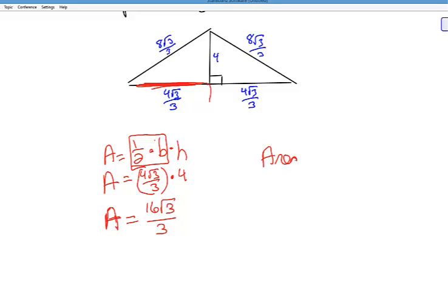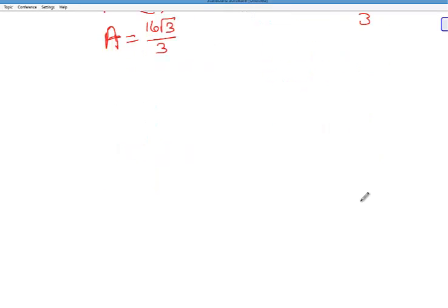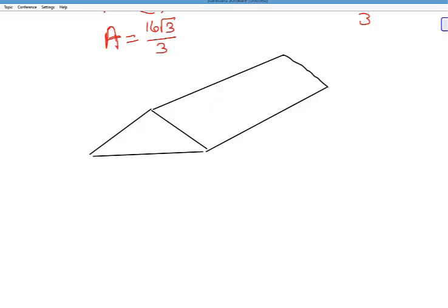So area for one end is equal to 16 square root of 3 over 3. Now then, if we look at the sides of the tent, because we still have the sides to go, I draw my tent again. Okay. So think about our tent.